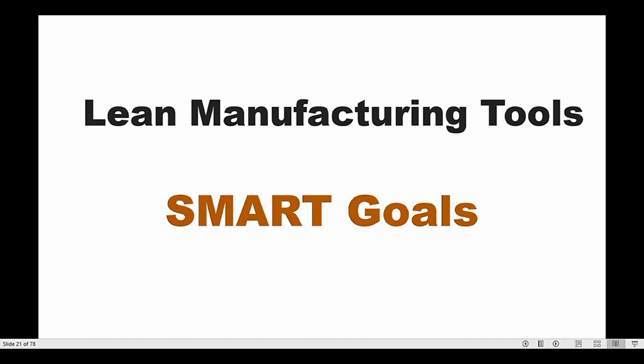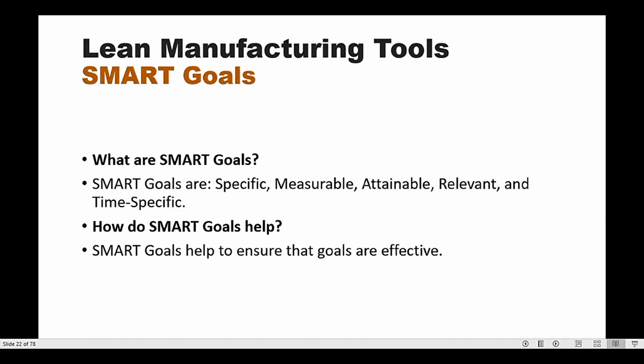So there are different tools in lean manufacturing. We will discuss SMART goals. What are SMART goals? You can say SMART goals are specific, measurable, attainable, relevant, and time bound. S for specific, M for measurable, A for attainable, R for relevant, and T for time bound or time specific.